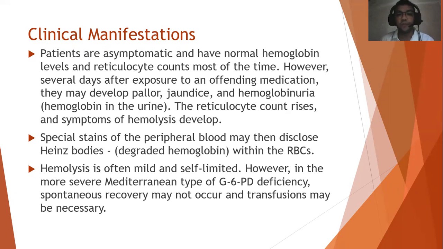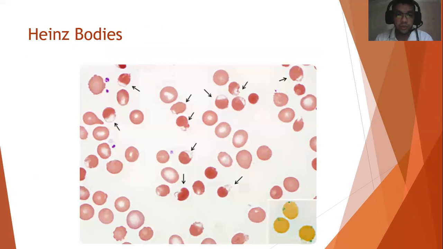Special stains of the peripheral blood may then disclose Heinz bodies. These are degraded hemoglobin within the RBCs. Hemolysis is often mild and self-limited. However, in the more severe Mediterranean type of G6PD deficiency, spontaneous recovery may not occur and transfusions may be necessary. So as you can see here, these are the Heinz bodies seen on the RBCs of patients with G6PD deficiency.